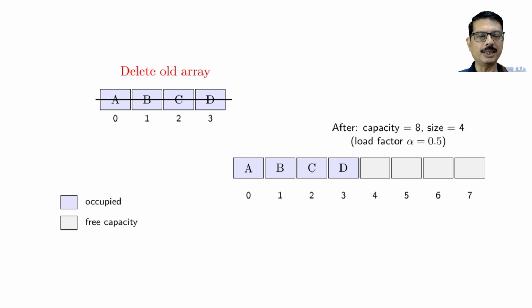Now, this is going to be the new internal array, which has capacity 8, and the size, that means the number of values it is holding, is 4, and it can accommodate one more new value. Once this has happened, the load factor is going to become 0.5.